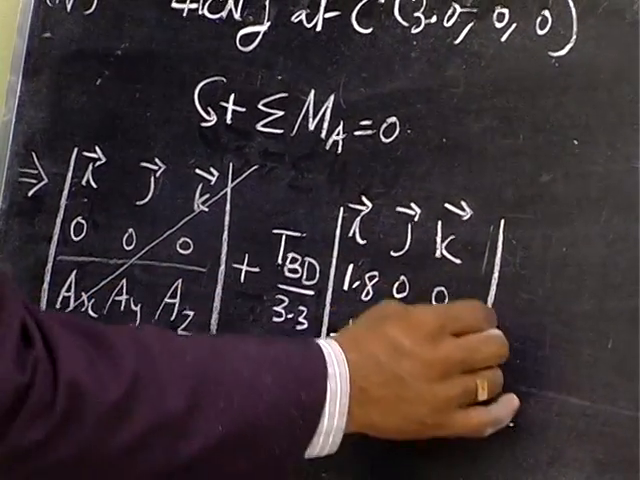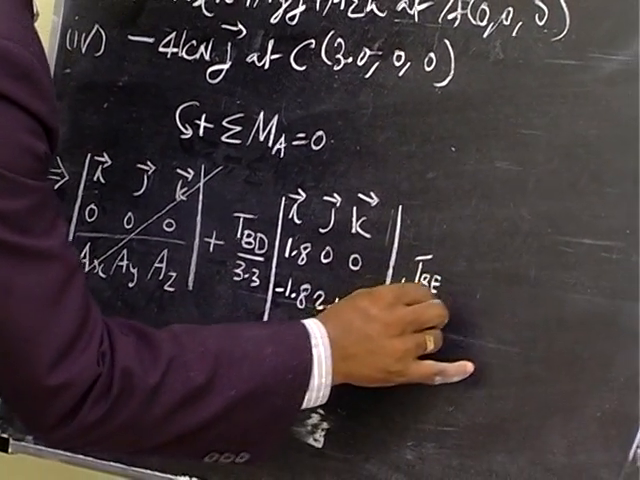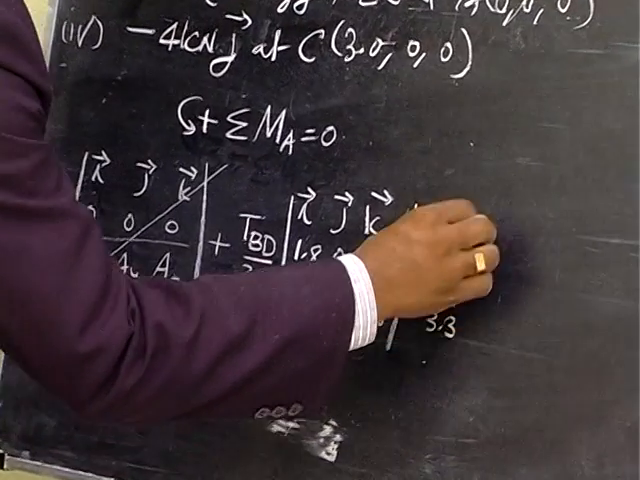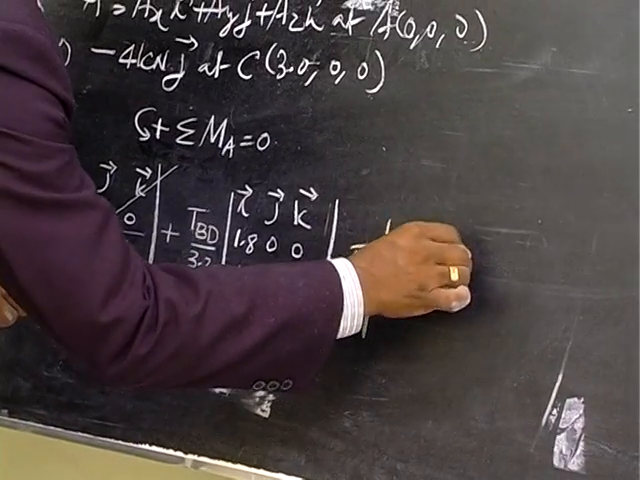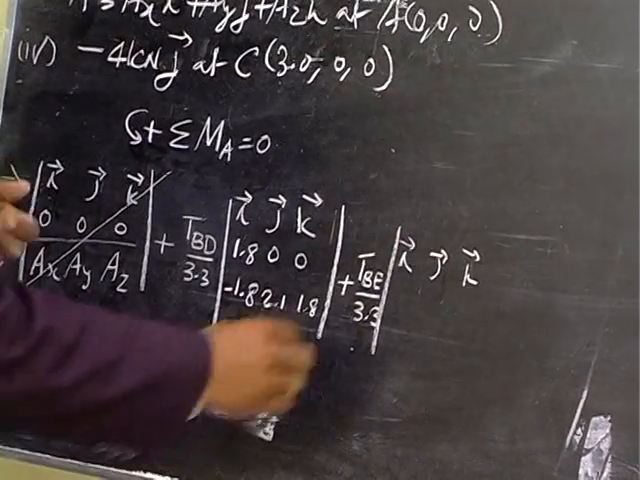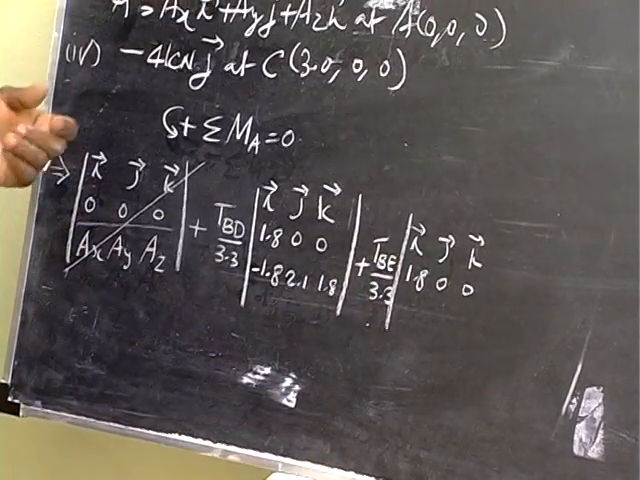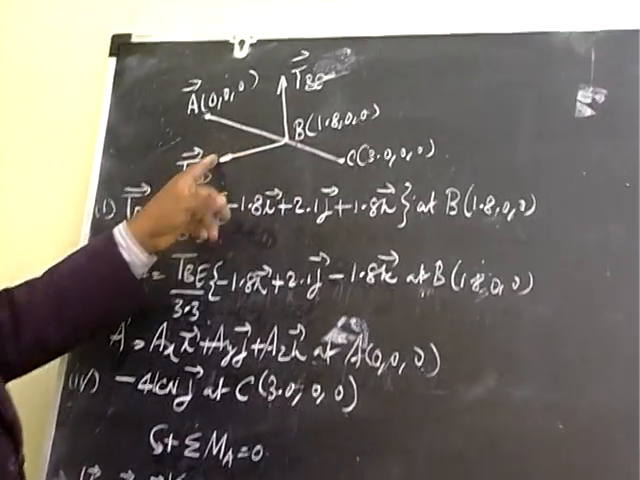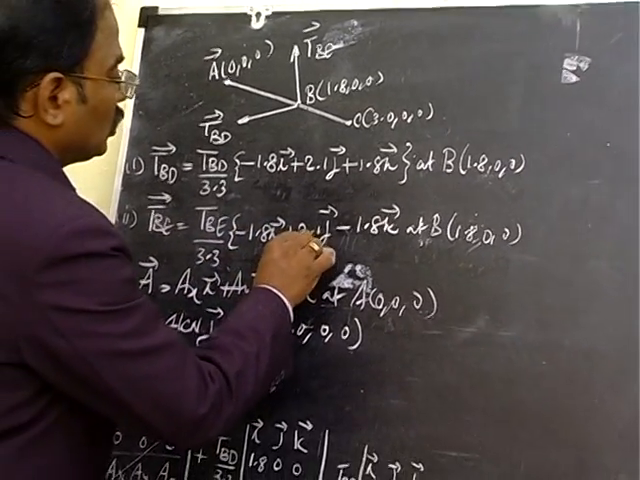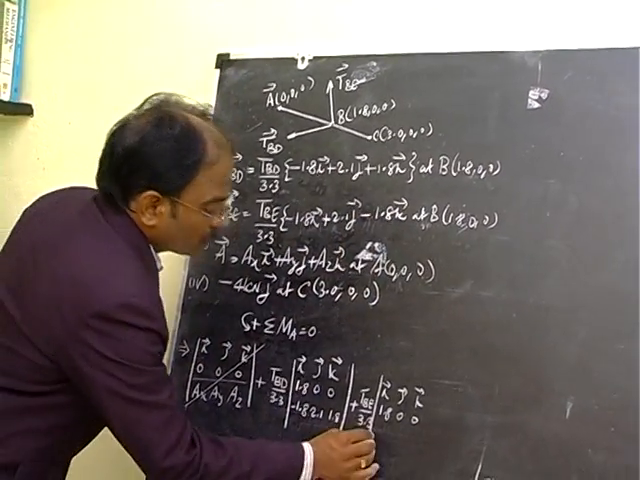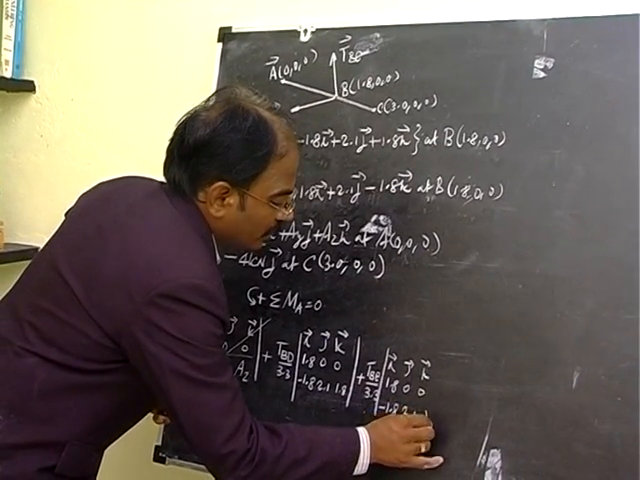Then we have a similar term for tension BE, tension BE by 3.3, the i, j, k unit vectors. The distance position vector remains the same for BE also, because tension BE acts at B only. Then the force vector terms are minus 1.8, plus 2.1 and minus 1.8.